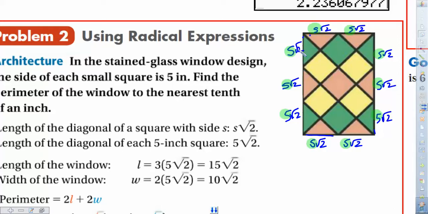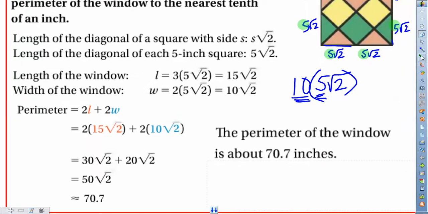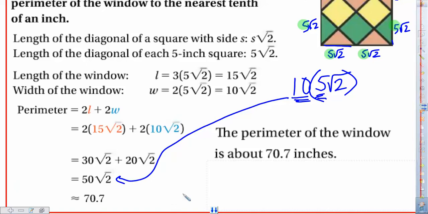So 5 square roots of 2 plus 5 square roots of 2, in other words, 5 square roots of 2, just simply put 10 times. Is it okay to multiply the 10 and the 5 together? You betcha it is. And so that's exactly what you're seeing right there. 50 times the square root of 2, which would be approximately 70.7.